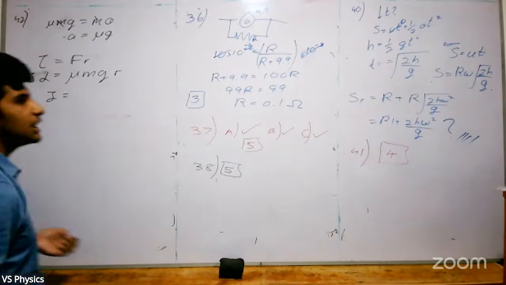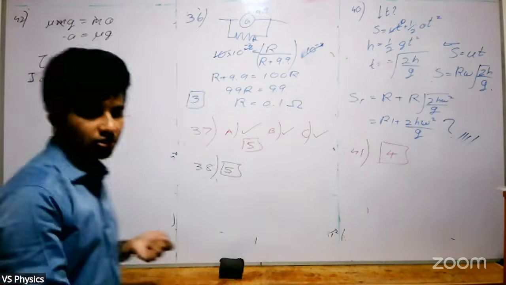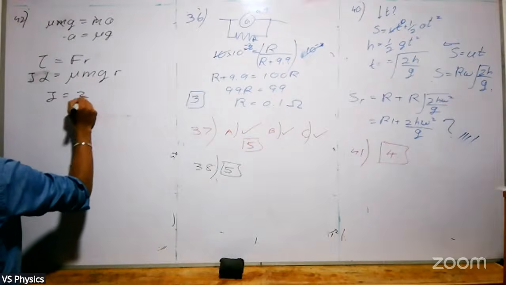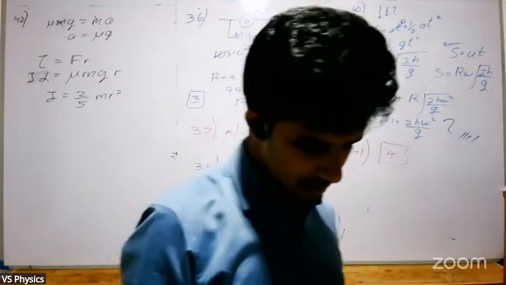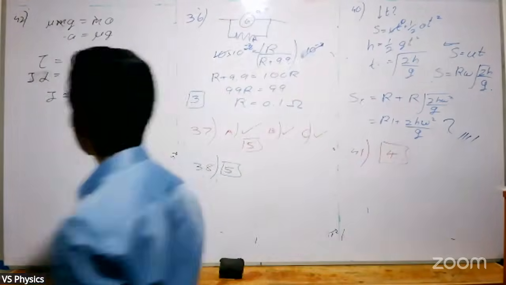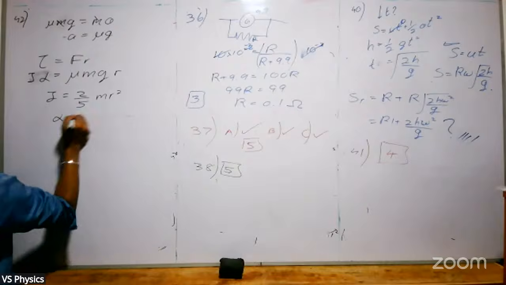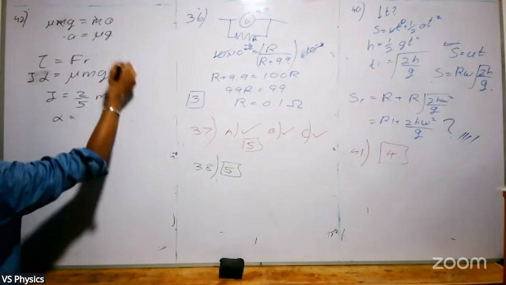What is the inertia of a sphere? It is 2 over 5 m r squared. Yes. Then we can find alpha, as m cancels with m and r cancels with r.